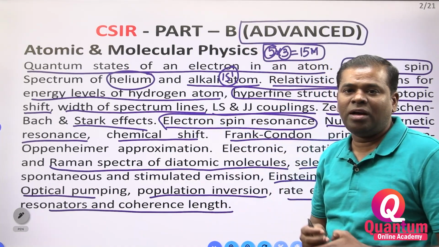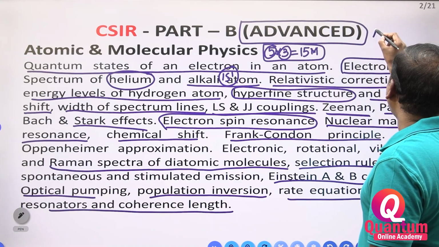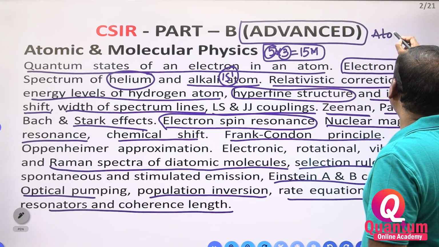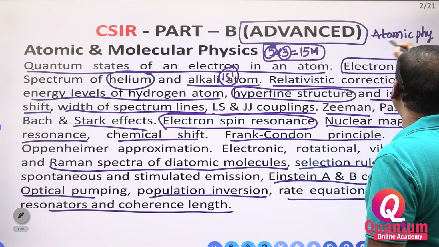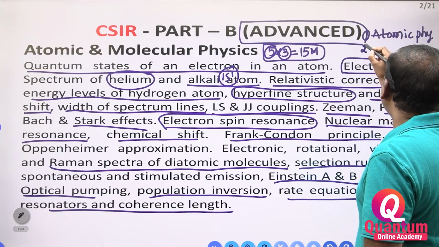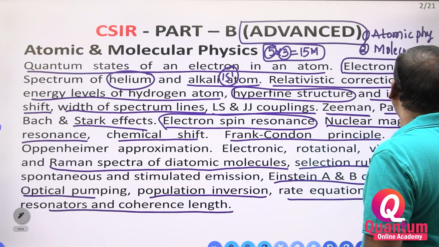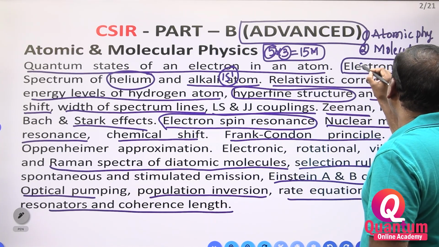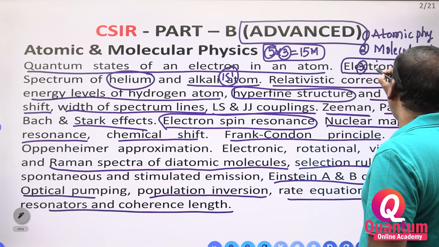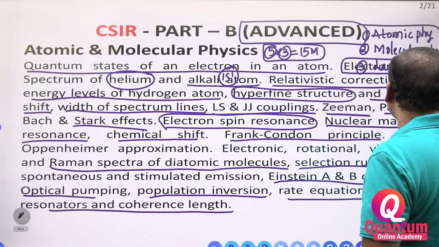In this entire topic, only 3 areas are there. What are the areas? One area is atomic physics. This is the first area. The second area is molecular physics. The third area is lasers. Only 3 areas are there.